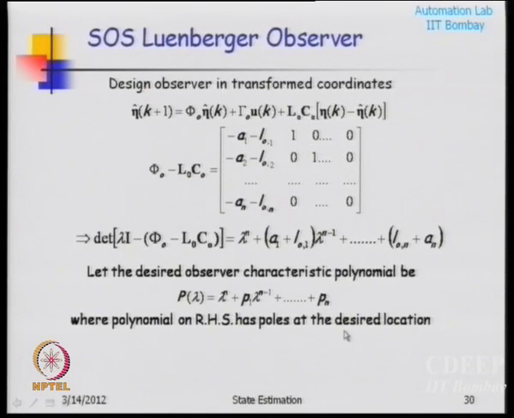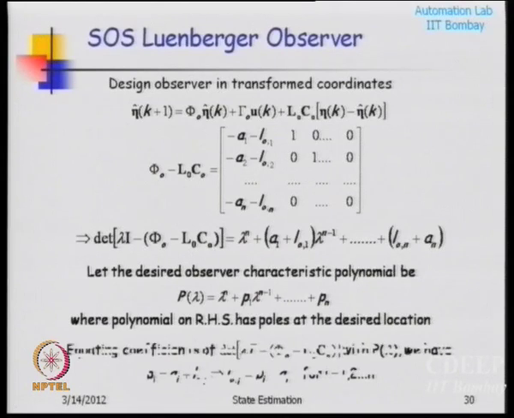This is my design characteristic equation. This has the poles at the location where I want. I am just going to equate the coefficients of this and this. If I equate the coefficients, I get the design for the observer. So this polynomial is what I have specified. It has roots at the desired location where I want. This is the transform polynomial. I just equate the coefficients, I get the observer designed in the transform domain.